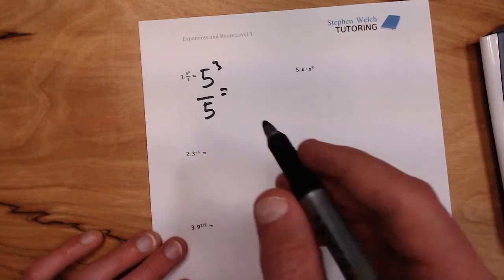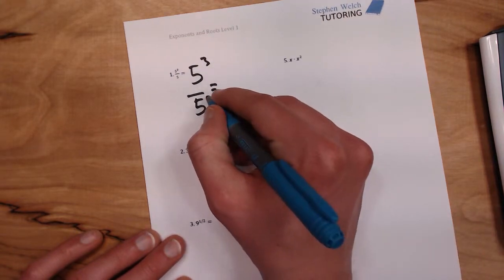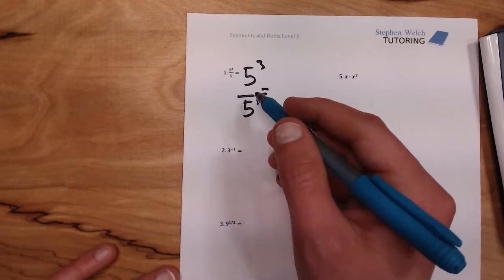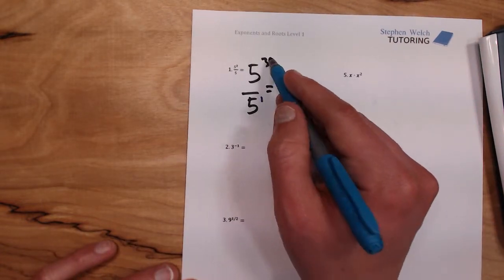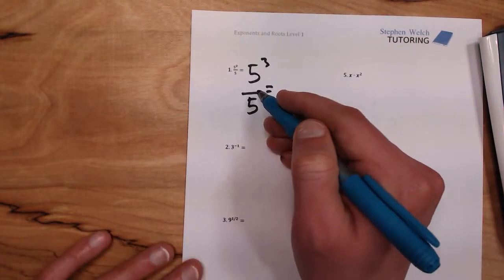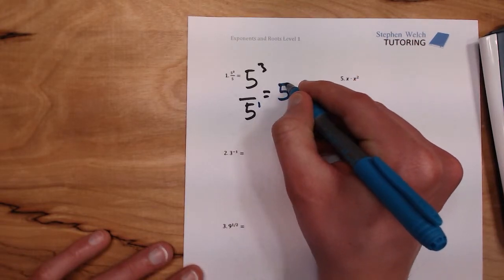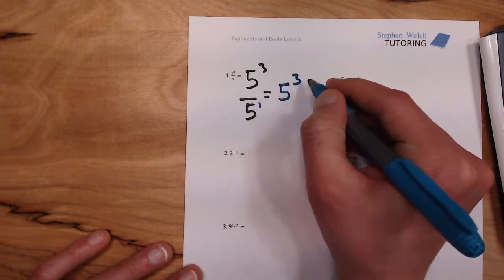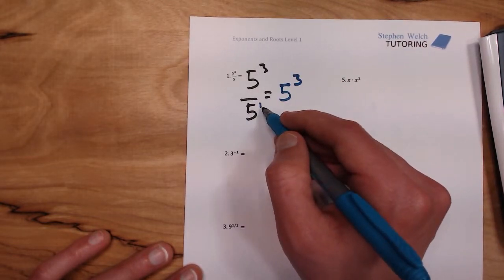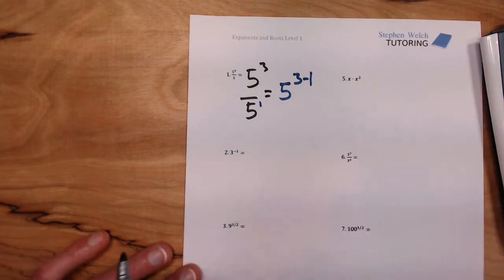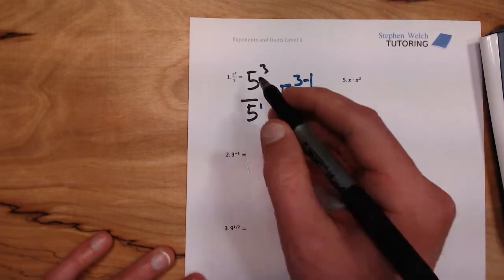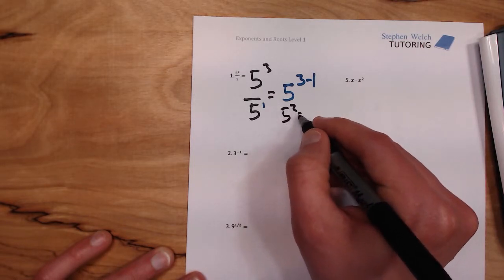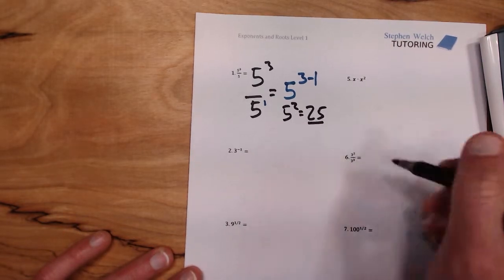So we know that 5 is really the same thing as 5 to the first power. There's kind of an imaginary 1 here. And I know that if I have the same base, or the same number, to different powers on the top and the bottom of a fraction, I can rewrite it like this, and I can just subtract the bottom exponent from the top exponent. That's the best way to say it. So I have 5 to the 3 minus 1, the top minus the bottom, and that is 5 squared, which is 25. So that's the right answer.